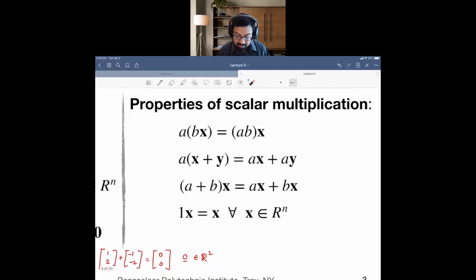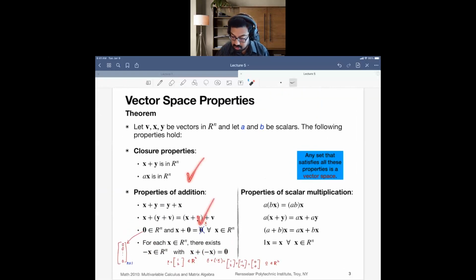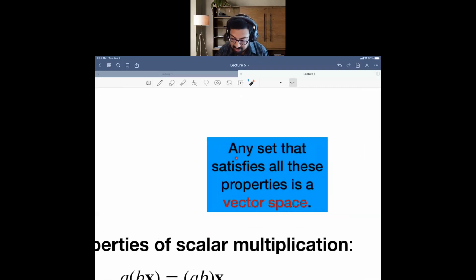Next, you have 1x. 1x is essentially what? Each element in x, each element in that vector, is being multiplied by 1, which is going to give you back the same x. You are multiplying real numbers with a 1, you get back the same thing. So this is going to be true for all x that belongs to R to the n, any n-dimensional vector. So all of these are properties: closure properties, properties of addition, properties of scalar multiplication. And any set that satisfies all these properties is going to be a vector space.